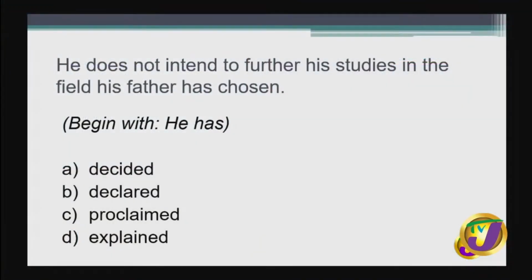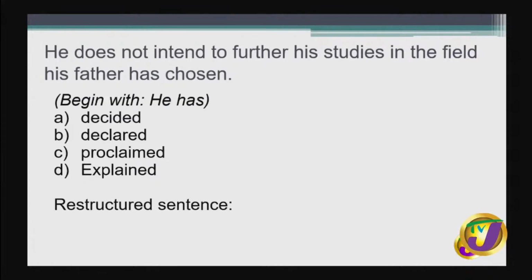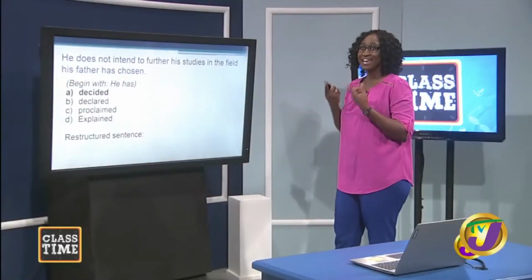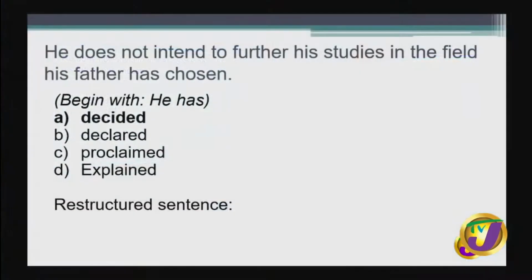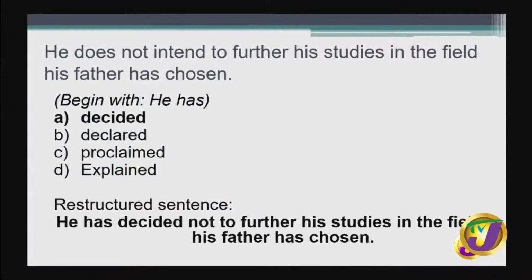So you had the choices decided, declared, proclaimed, explained. Decided. He has decided. And then we finish the sentence. So here's the new sentence: He has decided not to further his studies in the field his father has chosen. We understand how we came to that conclusion?